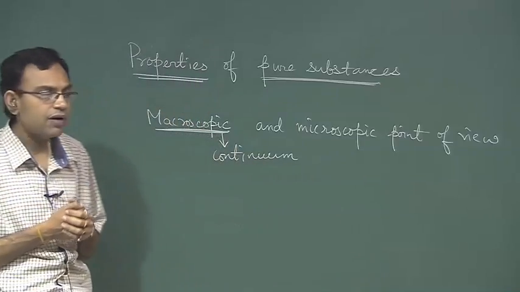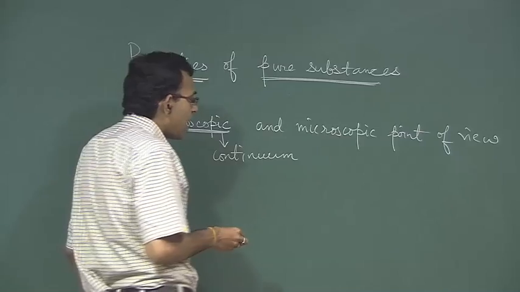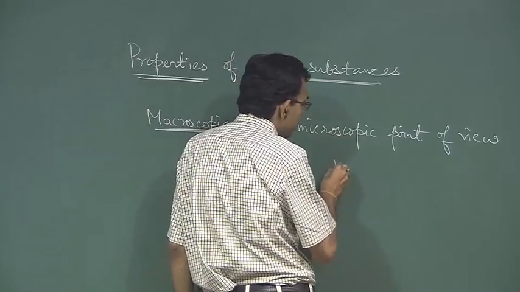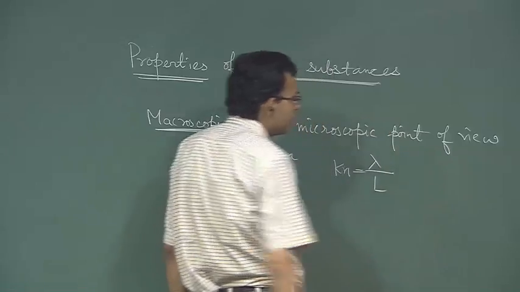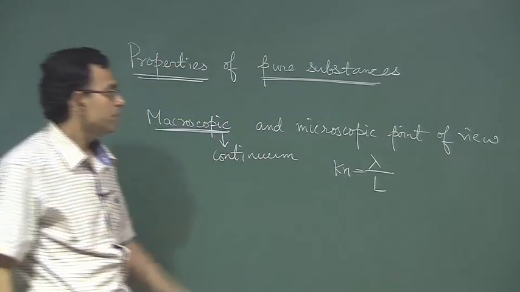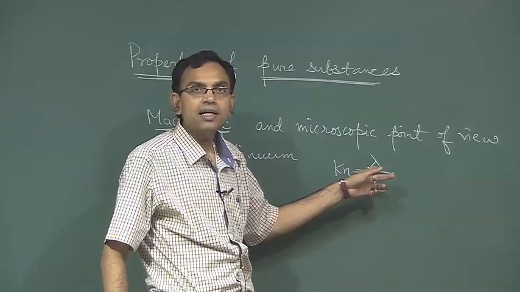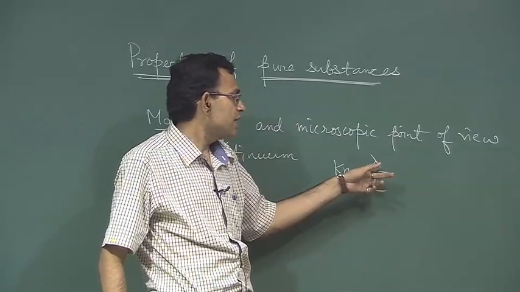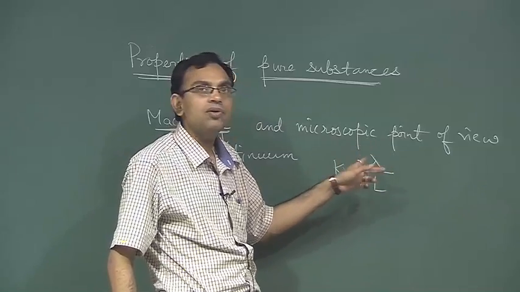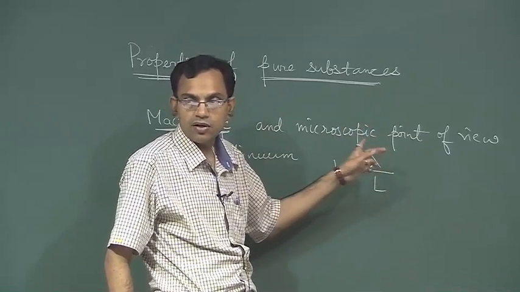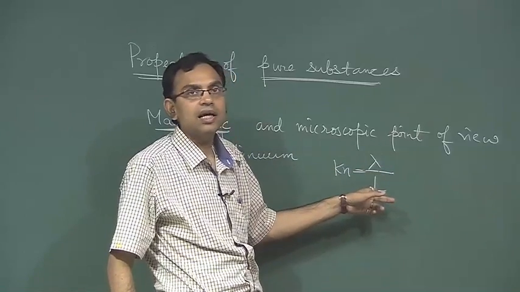If you have a rarefied gas, how rarefied the gas is, is described by a non-dimensional number called the Knudsen number. It is the ratio of the mean free path, and I hope all of you know what the mean free path is. That is the average distance traversed by a molecule before encountering another collision. So this is the mean free path, and this is the characteristic length scale of the system.